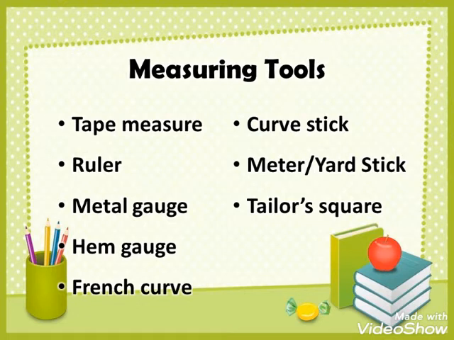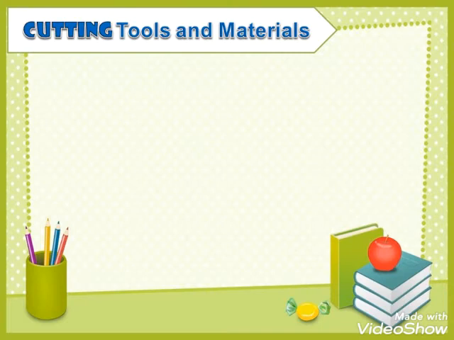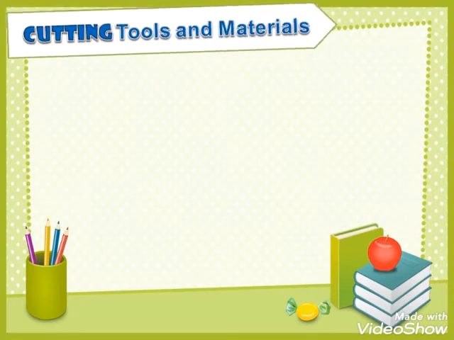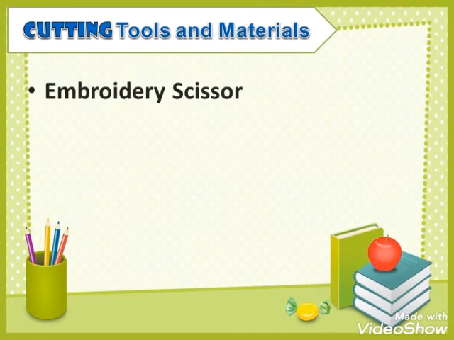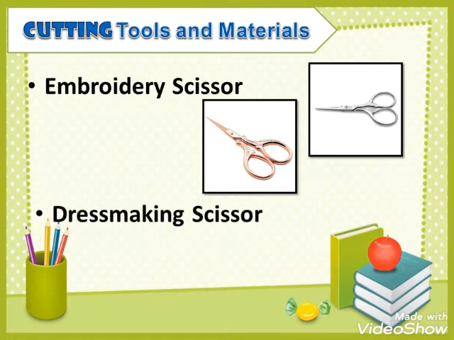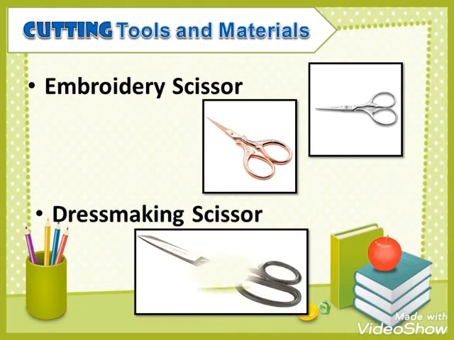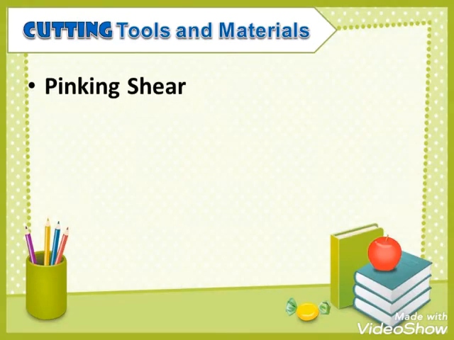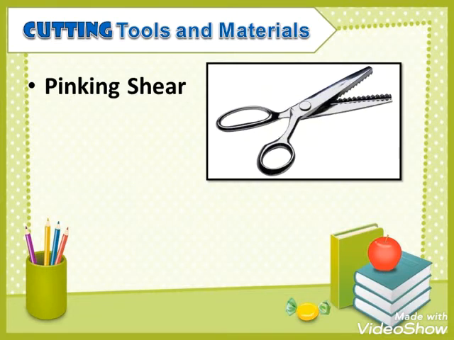and tailor square. The next tools and materials are used for cutting. Embroidery scissors. These small scissors are designed for needlework. Dressmaking scissors. These big scissors are used for cutting fabric. Pinking shears. These are scissors with serrated blades or zigzag edges.